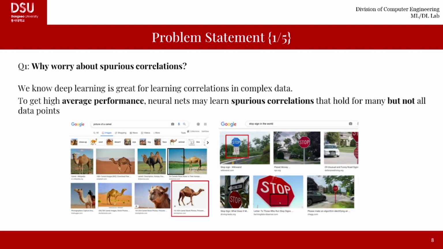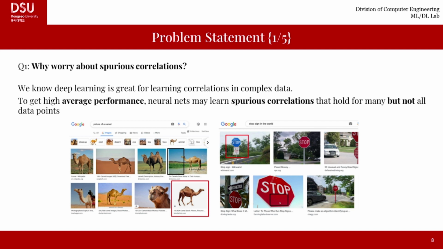We know deep learning is great at learning correlations in complex data for the average. So to get high performance, neural nets may use spurious correlations that hold for many data points but not all of the data points. If we see the example of this image, the camel, every camel background is different, so the data points are not the same. And if we see the stop sign, the stop sign background is different. So when we detect the main data point, we cannot detect very clearly because most of the time the surrounding will be different.